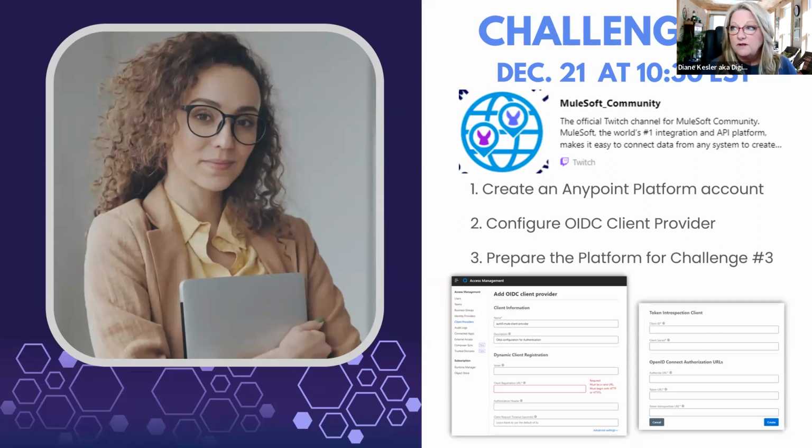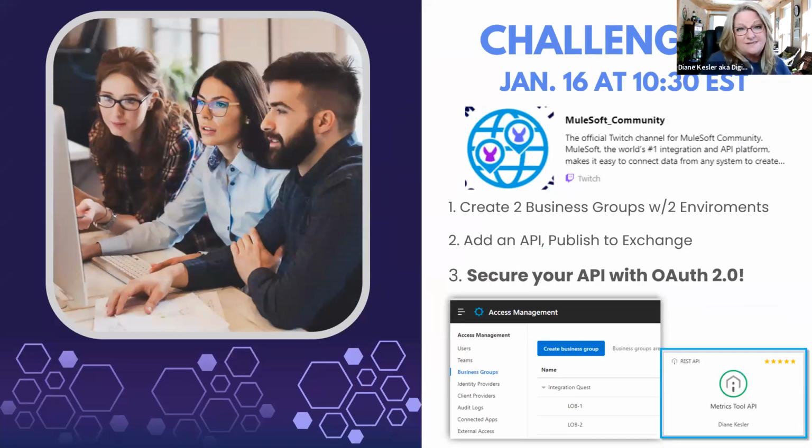Once we have gotten this one done, challenge 3 will be solved January 16th, which is why we're doing the 21st to the 16th. You'll have your trial account still working, and you can go ahead and create 2 business groups with 2 environments per business group, add an API, publish it to Exchange, and secure it with OAuth 2. So that's challenge 3. If you complete all 3 challenges and invite me to your asset, which you have to share publicly in a public exchange, I will give you an hour of private one-on-one coaching time. That's my gift to you for completing all 3 challenges.